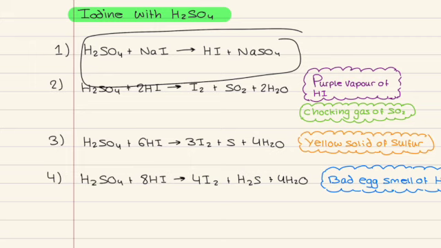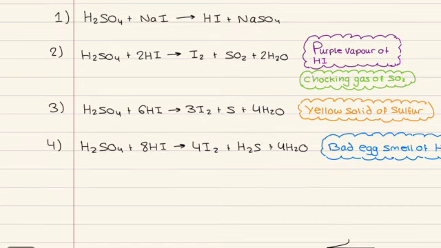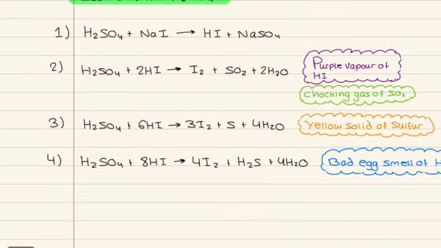It's just H2SO4, so sulfuric acid, plus sodium iodide, making hydrogen iodide and sodium sulfate. Pretty straightforward, right? The next thing you want to memorize is that in one reaction, sulfur dioxide is produced, in another reaction, sulfur is produced, and in our third and final reaction, as in the third extent, hydrogen sulfide is produced.